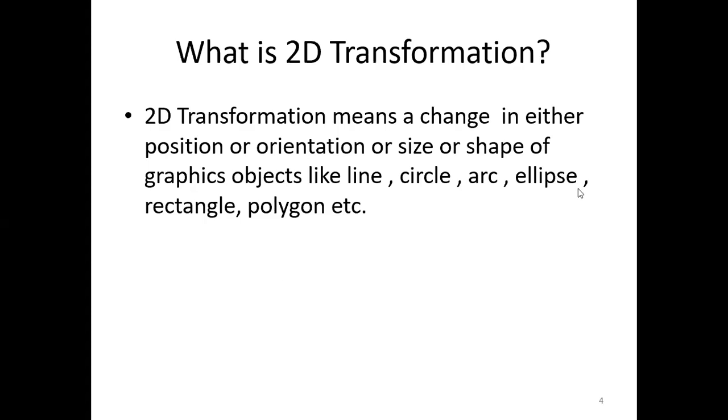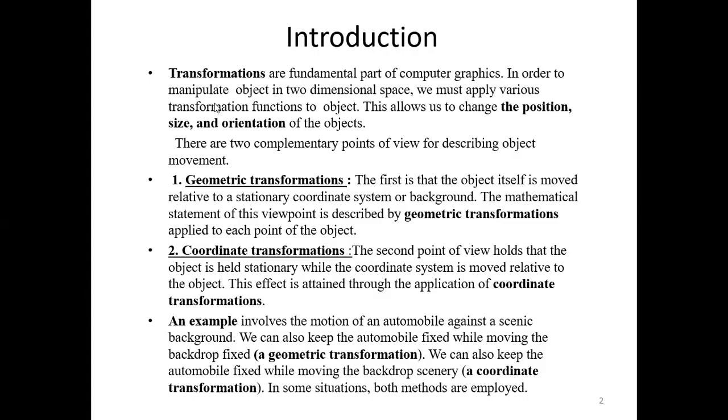Now let's go back to slide number 1. As you can see, transformations are a fundamental part of computer graphics. We basically use transformation everywhere, in order to manipulate objects in two-dimensional space. So we know what a two-dimensional space is. The screen that you are seeing is a two-dimensional space. Something that has a length and a width is a two-dimensional space. So in order to manipulate objects in two-dimensional space, that is your computer screen, we must apply various transformation functions, and those allow us to change the position, size, and orientation of the object.